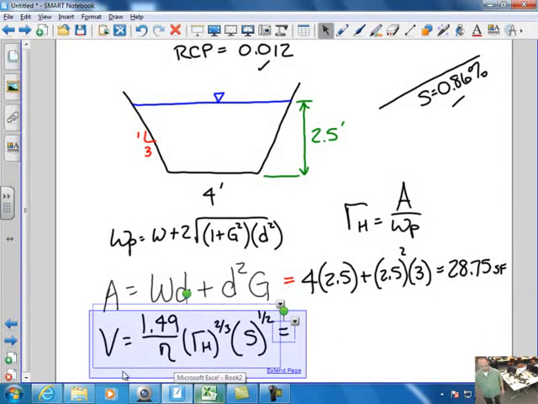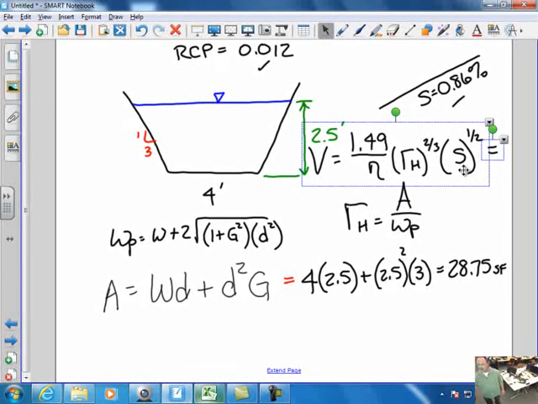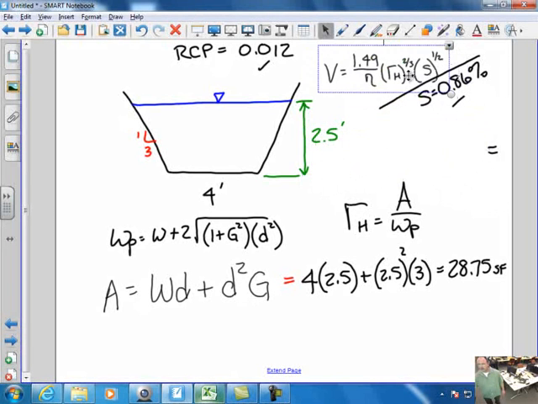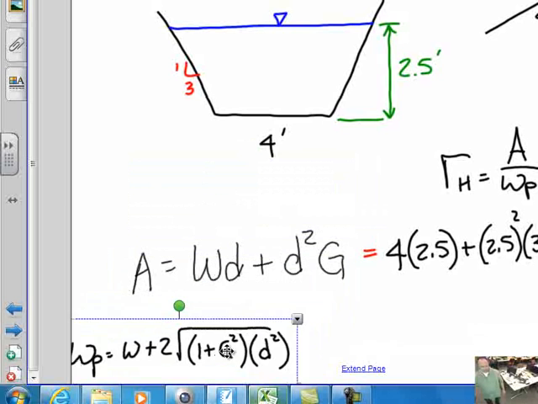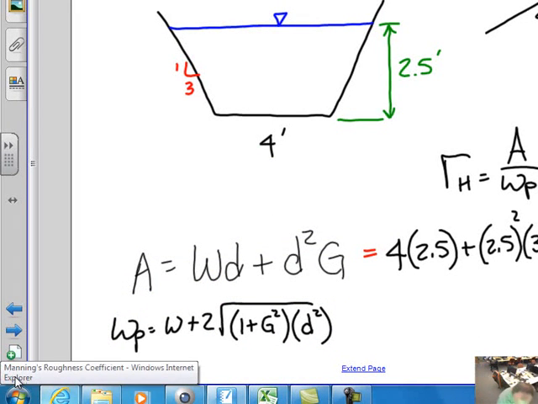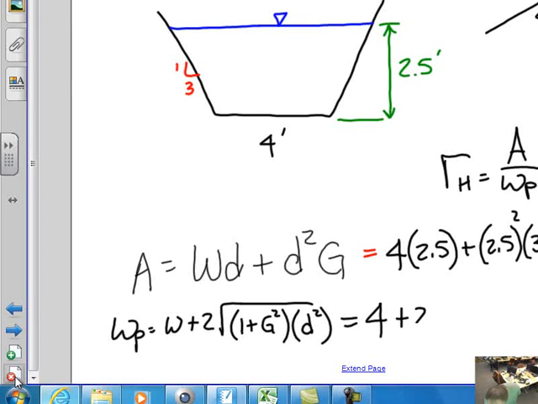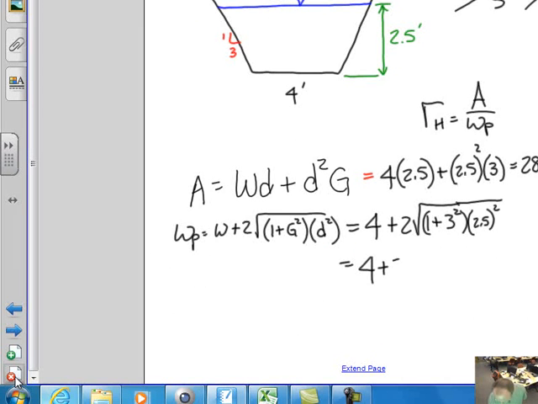And my wetted perimeter, well, I don't want that one, I want my wetted perimeter. So I'll move the wrong one. Let's move this one up to here. This is what we know we need. So delete that. And my wetted perimeter is equal to W, which is 4, plus 2 times the square root of 1 plus my slope, which is 3 squared, times D, which is 2.5 squared. So this is equal to 4 plus 2. Well, let's go through and figure that out. So I take 9 plus 1 is 10 times 2.5 squared equals, take the square root of that, times 2 plus 4 is equal to 19.81 linear feet.